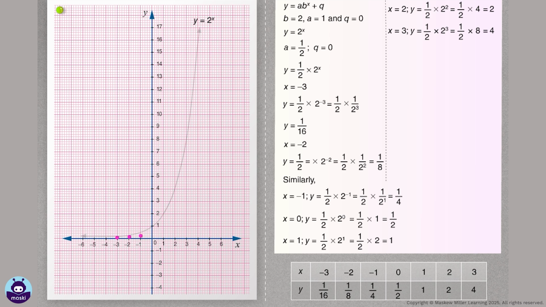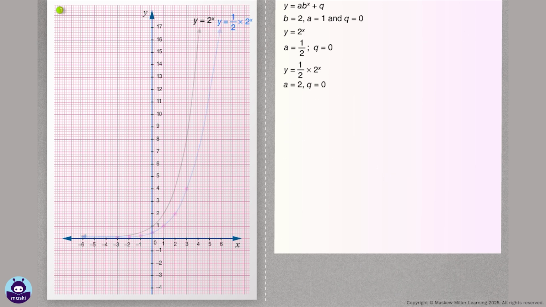Let us plot the points on the same set of axes. We join the points with a smooth curve. Observe that the graph of y is equal to half times 2 to the power of x is less steep than the graph of y is equal to 2 to the power of x. We now take the value of a as 2. Note that we do not change b or q, since we are finding the effect of a.